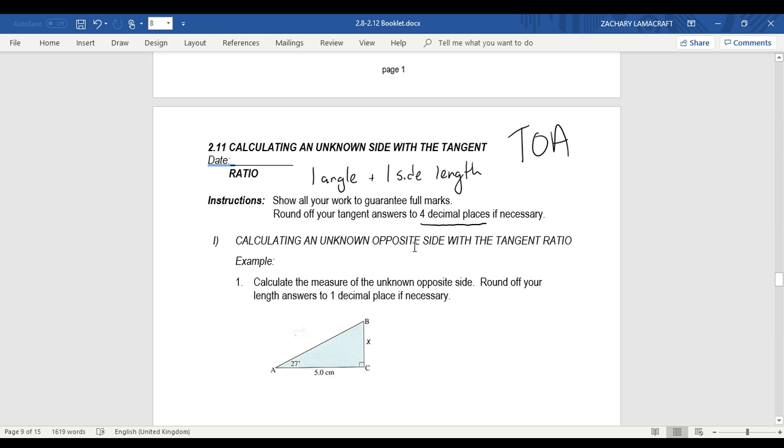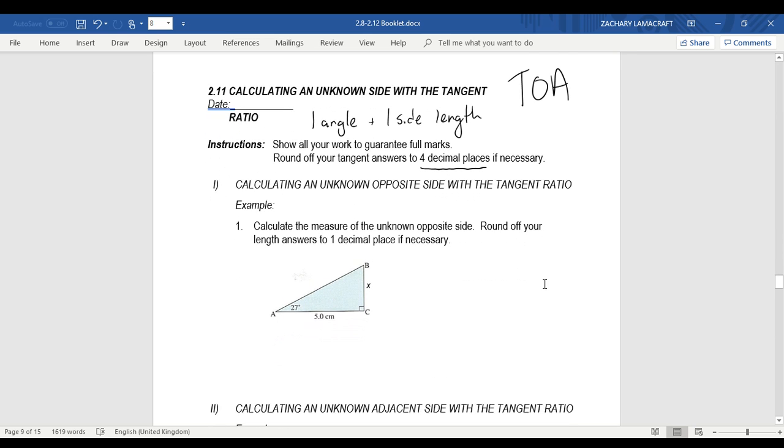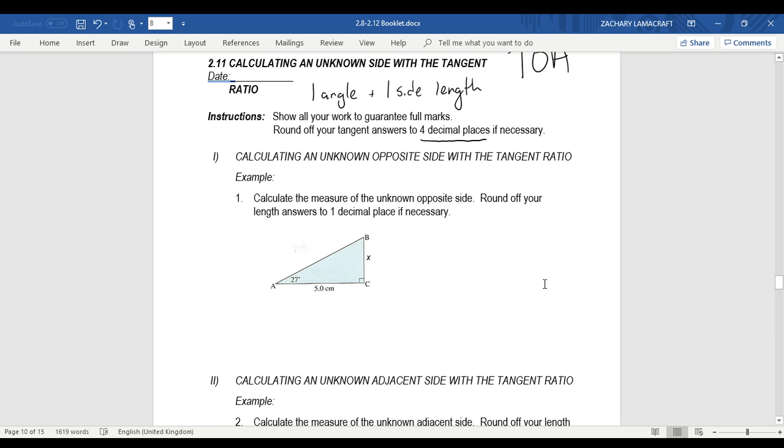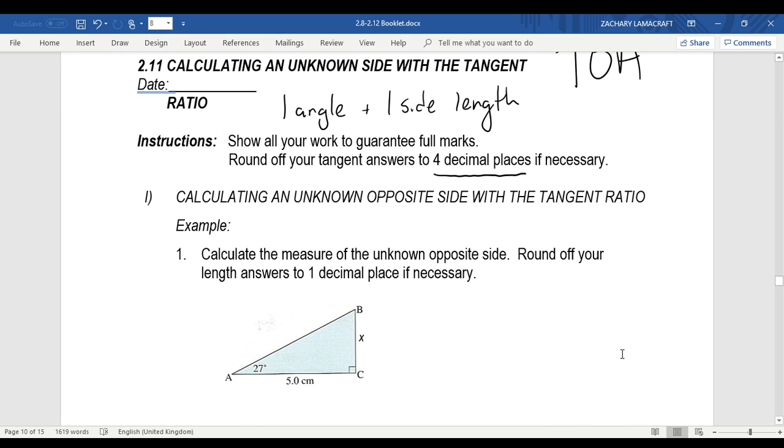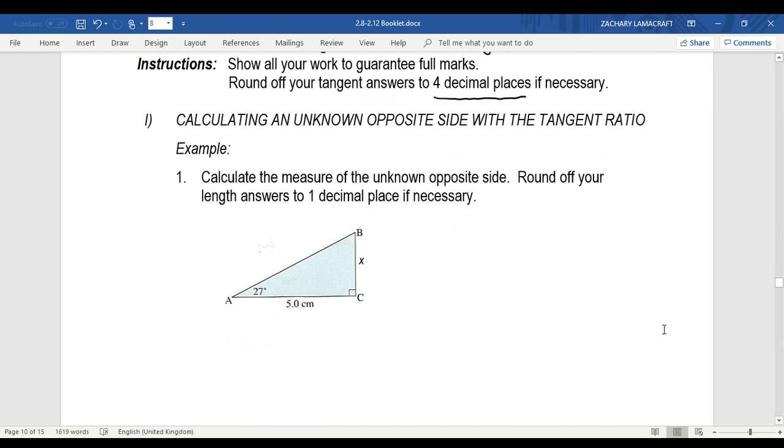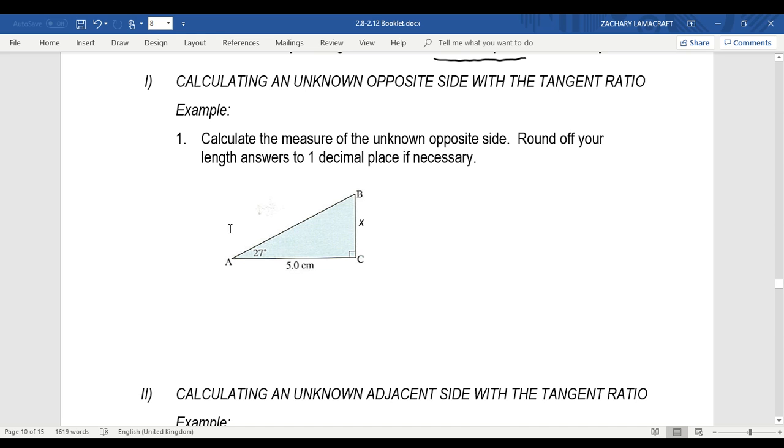So it says calculate an unknown opposite side with the tangent ratio. The example is below. Calculate the measure of the unknown opposite side. Round off your answers to 1 decimal place if necessary. I'm just going to make this a little bigger so we can see it. If we look at this right here, we have triangle ABC. What is the angle in reference here? Which angle are we using?